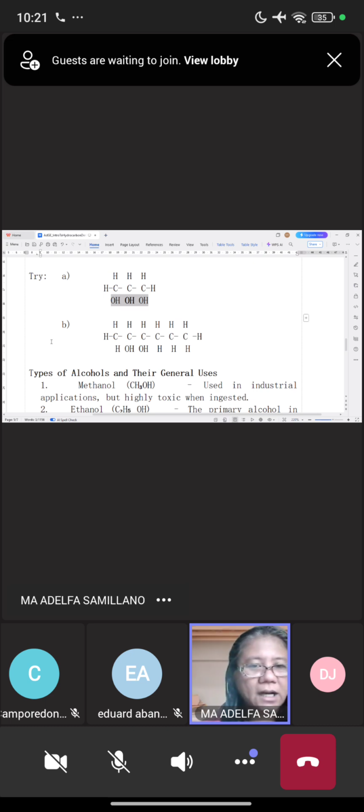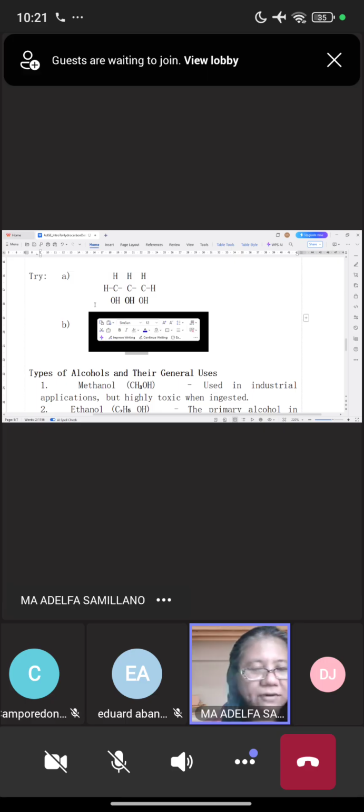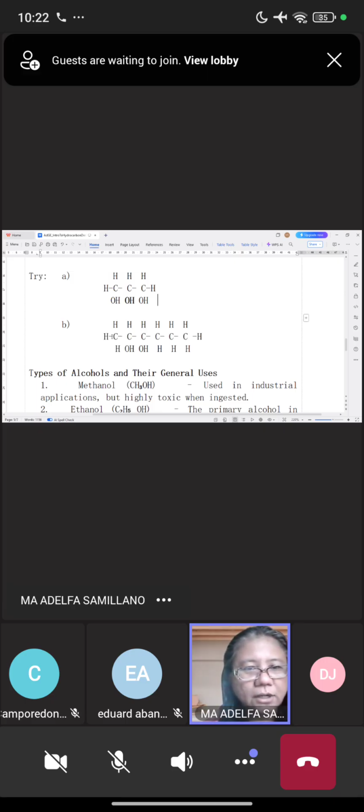Clearly, we shall count from left to right, so that the hydroxyl group gets the lowest number. If we count from left to right, our hydroxyls are connected to carbons number 2 and number 3. So it's a diol, and we have a hexane. And the hydroxyls are connected to carbons 2 and 3, so therefore the name is 2,3-hexanediol. All of the answers are correct.